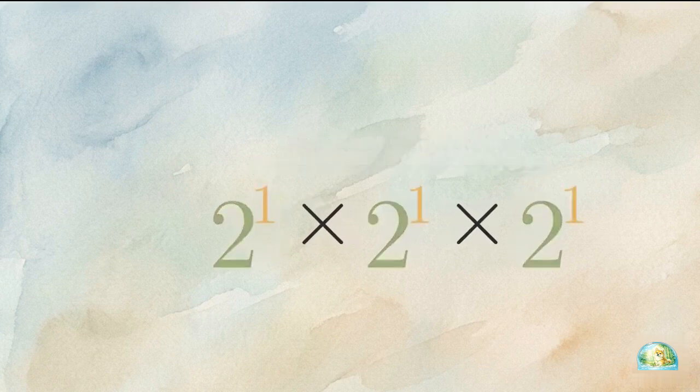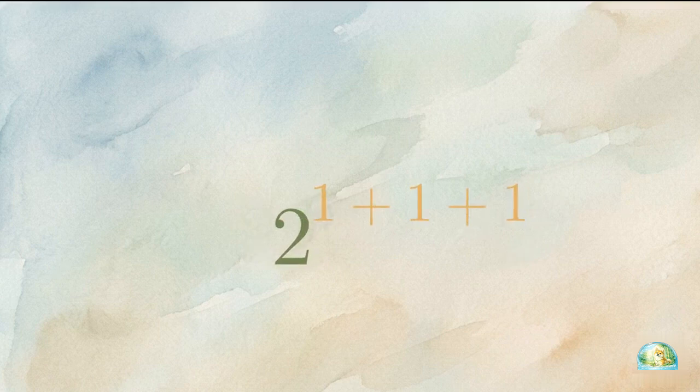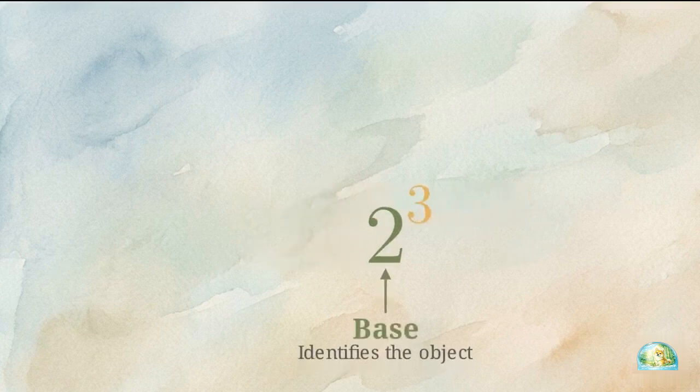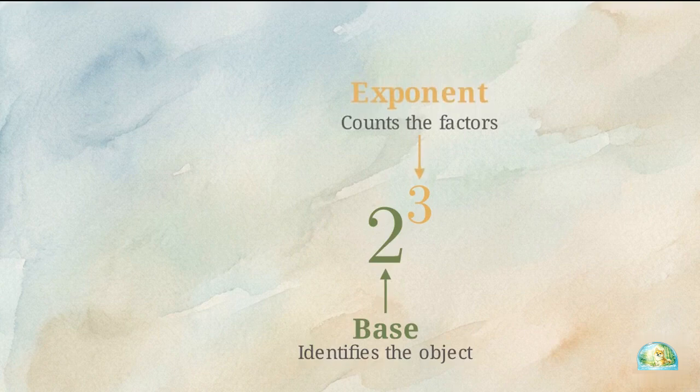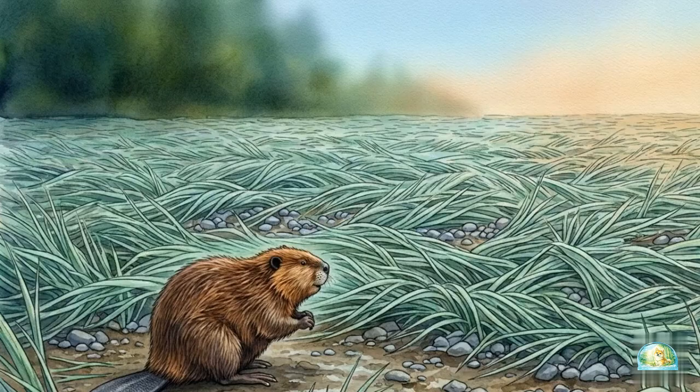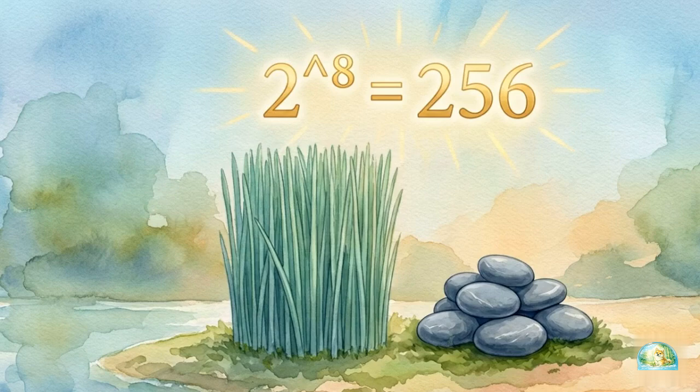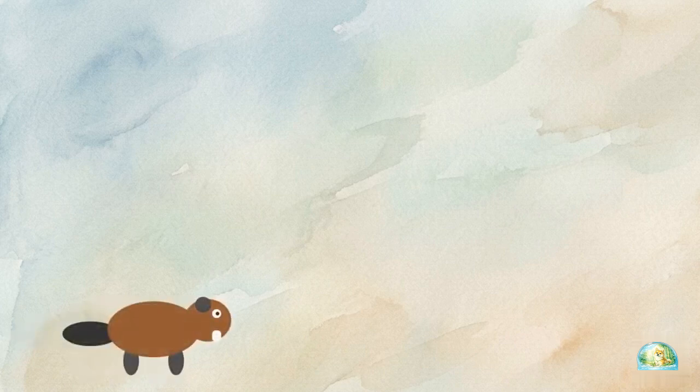As we arrange these stacks, we keep the base the same and combine the exponents. The base identifies the object, and the exponent counts how many are multiplied. The real value of these rules is efficiency. Instead of writing out and counting every single reed or pebble by hand, we can use these mathematical shortcuts to calculate our total instantly. Let's see what happens when we multiply two powers with the exact same base.